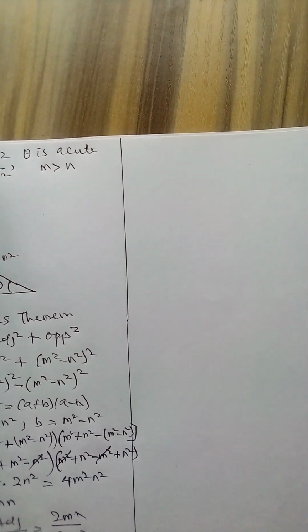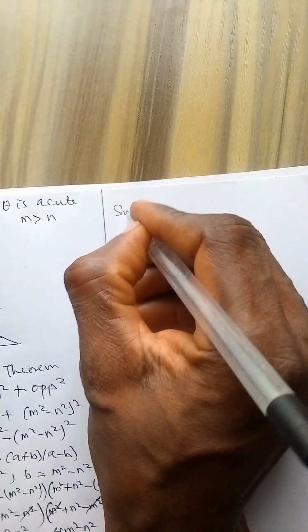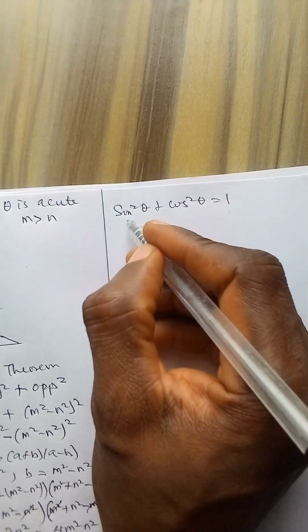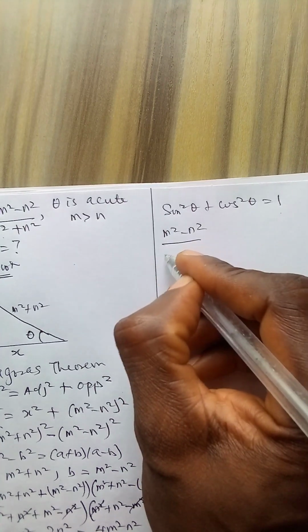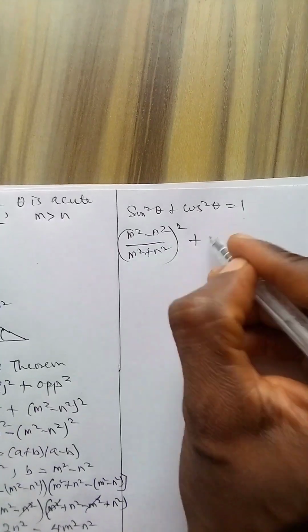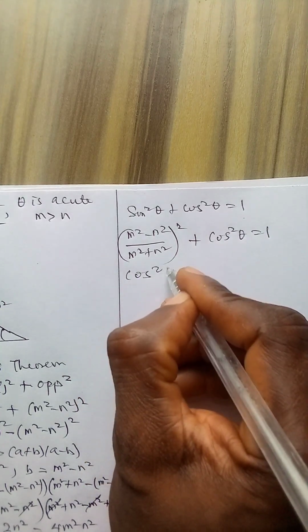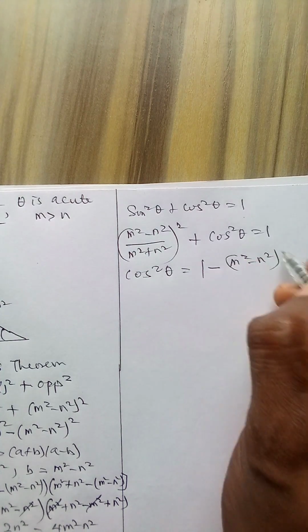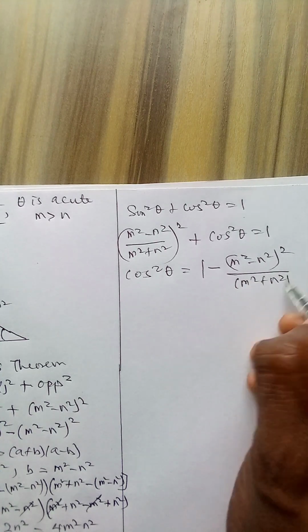Now let's use the second method. The second method is applying this trig identity, sine squared theta plus cos squared theta is equal to 1. We know that sine squared theta is given as m squared minus n squared all over m squared plus n squared. Now we'll square it. Plus cos squared theta equals 1. So cos squared theta will now be 1 minus m squared minus n squared squared over m squared plus n squared squared.